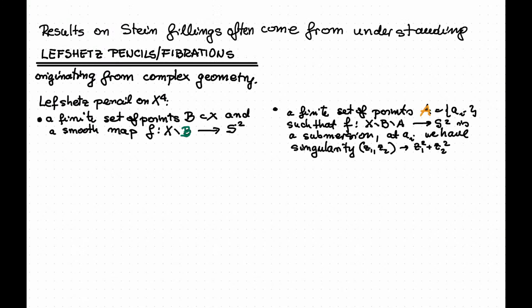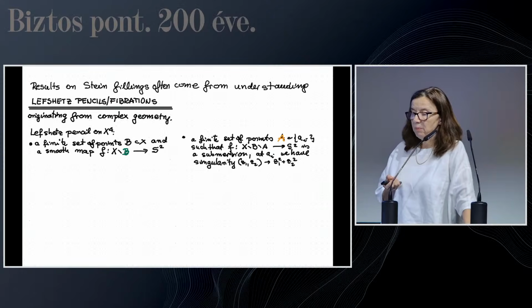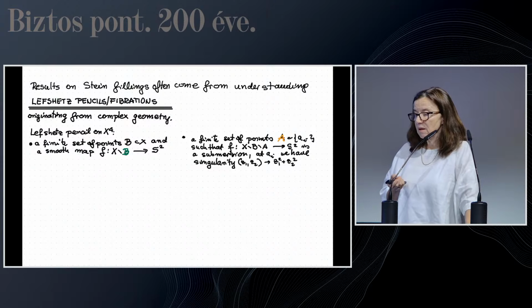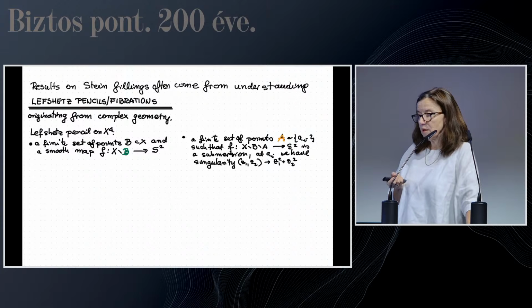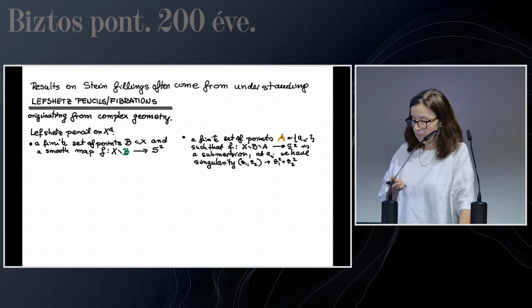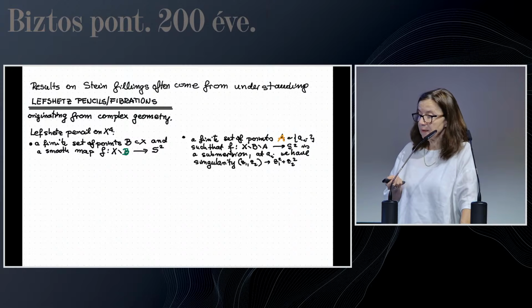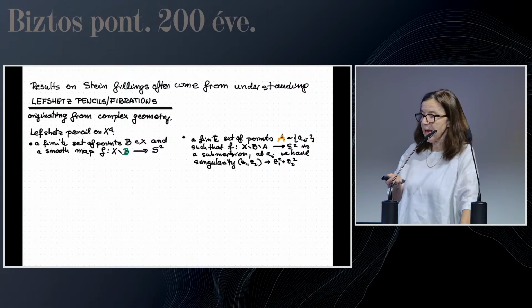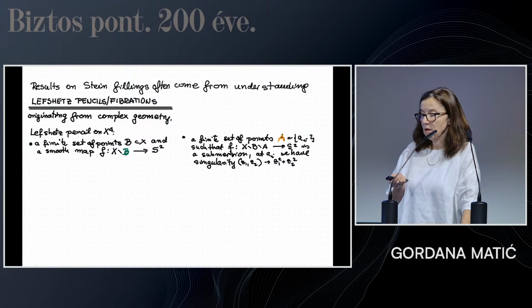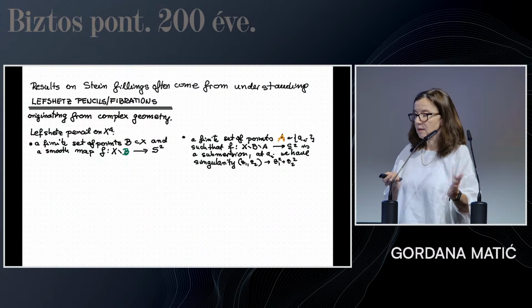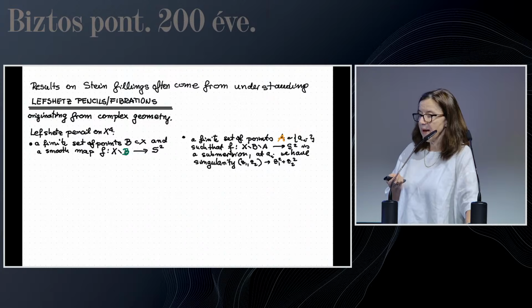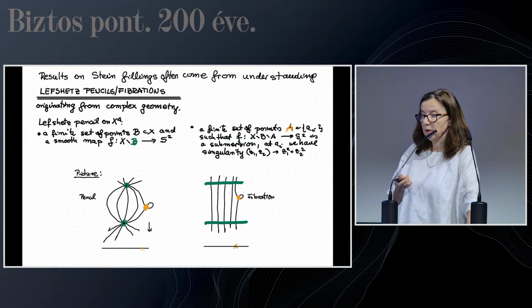So a Lefschetz pencil on X requires us to pinpoint a finite set of points B in X, and a map f from the complement of B into S², which is a fibration, and then another finite set of points A in the complement of B, so that off of that set of points, the fibration is really nice, it's a submersion, and at those points a_i, we have a singularity. So here's a picture.